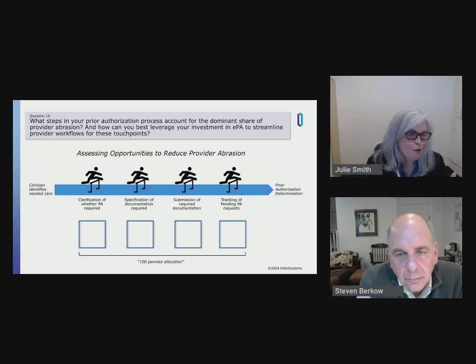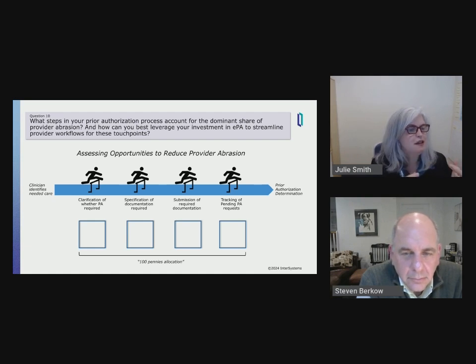And so when we think about where you are going to get this value, Stephen and I have had this dialogue back and forth on, if you have 100 pennies and you have to make a call on where you are going to get the most value. Is it going to be in the clarification of whether a prior authorization is even needed? Is it going to be in the specification of what documentation is needed to process that? Is it going to be in the submission process around the required documentation, or is it actually in the ultimate rendering of the decision?